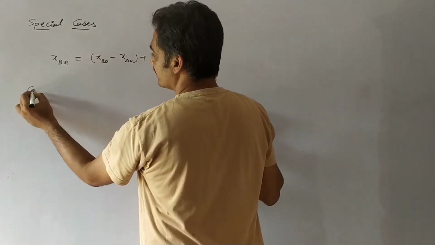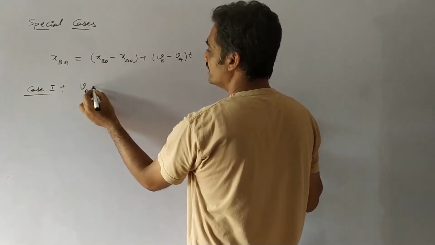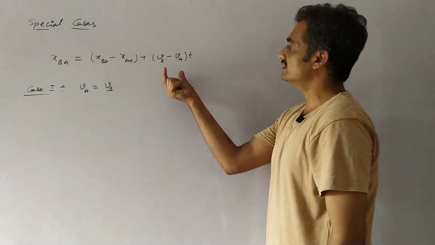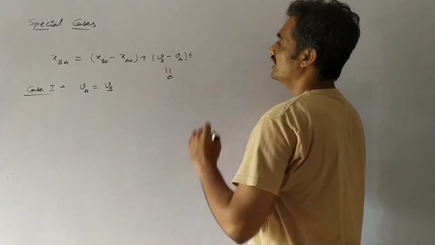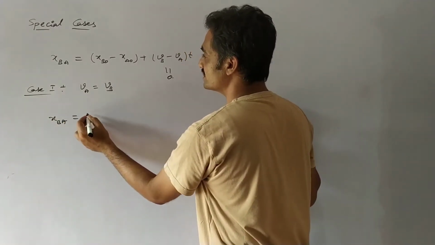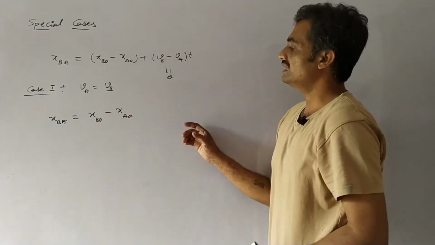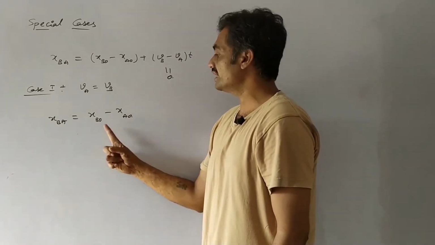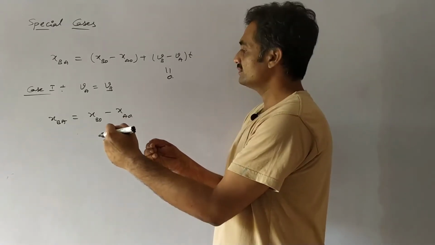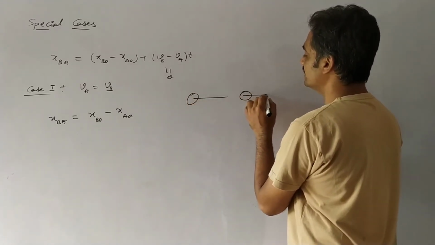Let us consider case 1. In this case, if the velocity of body A is equal to the velocity of body B, then if we substitute this value here, the total term becomes 0. As it becomes 0, we can represent the relative displacement as x suffix BA equals x suffix bo minus x suffix ao. This means there is no chance of overtaking of body A. They continue at the same distance after a particular time, meaning they continue to move with the same velocity in the forward direction.